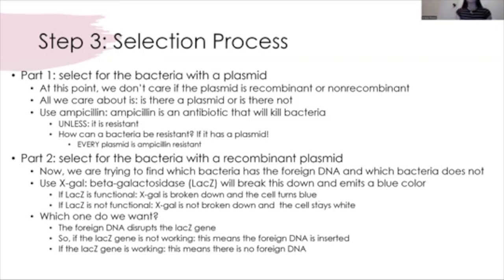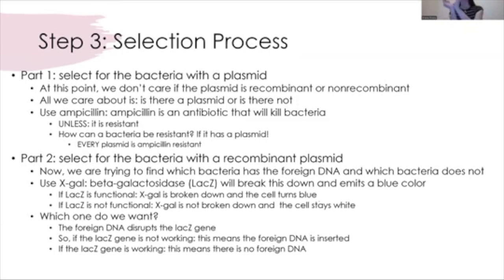So what we're going to use in this one is something called X-gal. X-gal is a substrate that beta-galactosidase, which is made by your LAC-Z gene, can break down. And if it breaks it down, it's going to emit a blue color, so your bacteria would appear blue. So if your LAC-Z gene is functional, we're going to break down X-gal and we're going to turn blue. If it's not functional, X-gal will not be broken down and your cell is going to stay white. So which one of these do we want?